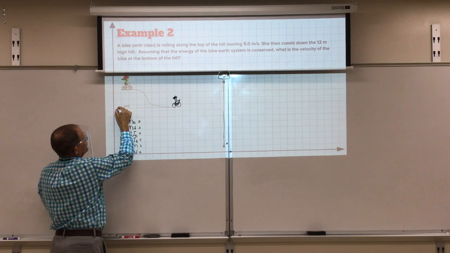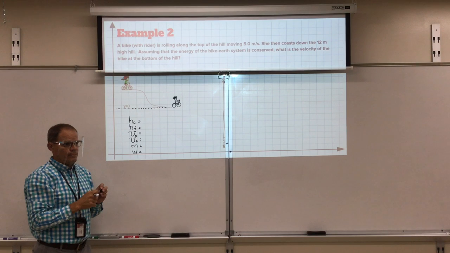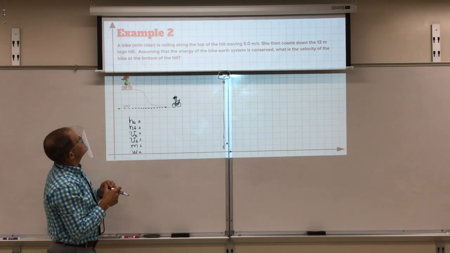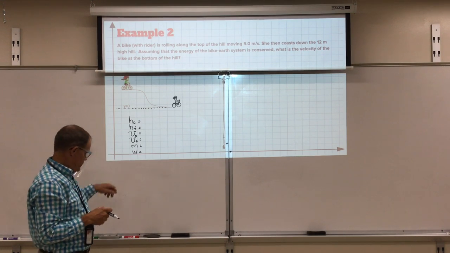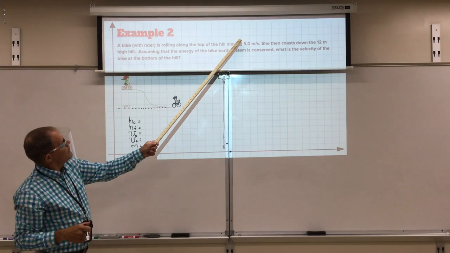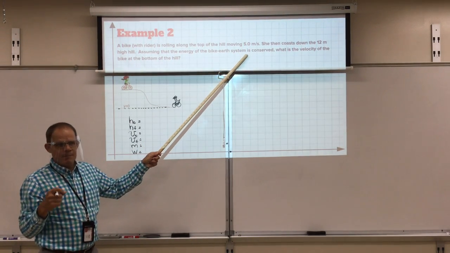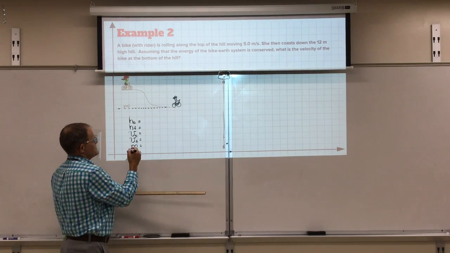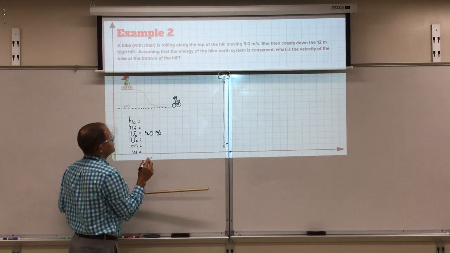And we are going to call the bottom of the hill y equals 0. Okay? So, what's 5.0? Is it the velocity of the girl at the beginning or the end of the problem? Beginning. So that's your initial velocity. So put 5.0 meters per second.